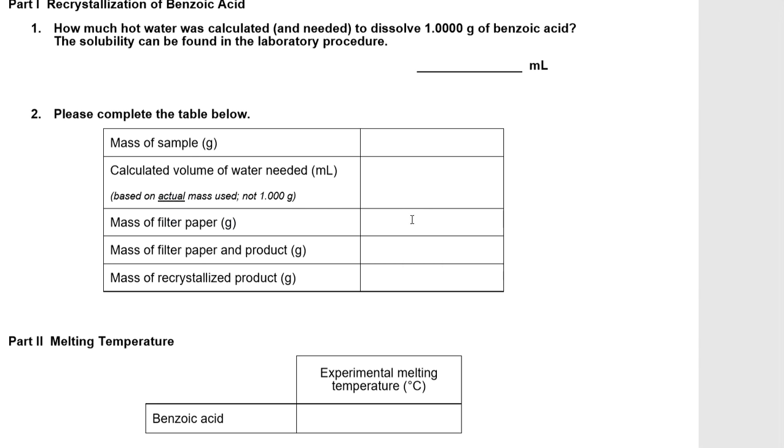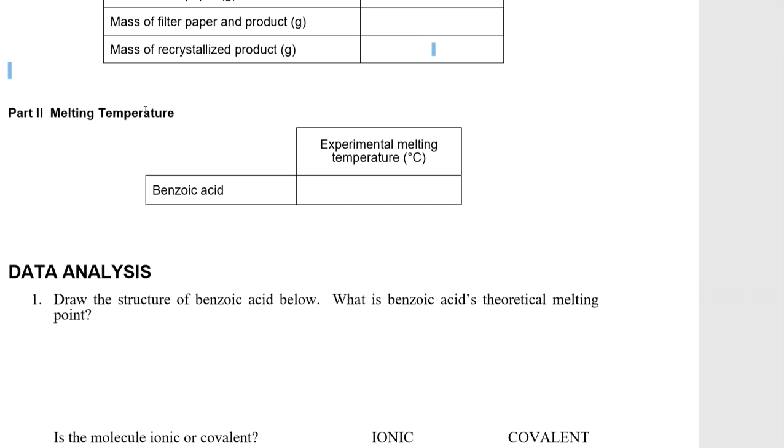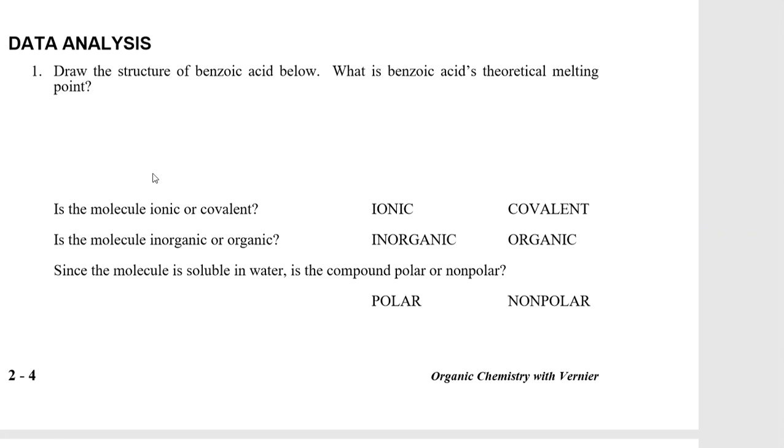Mass of the filter paper, you now know what that was. I showed you an image of it. Mass of the filter paper and the product, you also know what that was. I showed you an image of that as well. And then mass of the recrystallized product only. So once you take the difference of the filter paper with product and then the filter paper, that will give you the mass of just the product, and that's the number that needs to go in that box. Part 2 is the melting temperature. So the melting temperature of benzoic acid is going to go here.